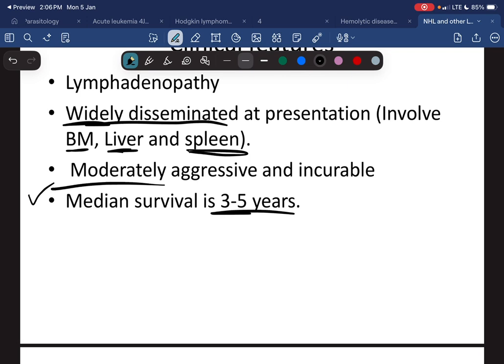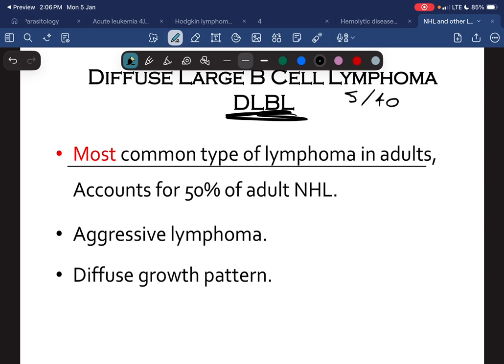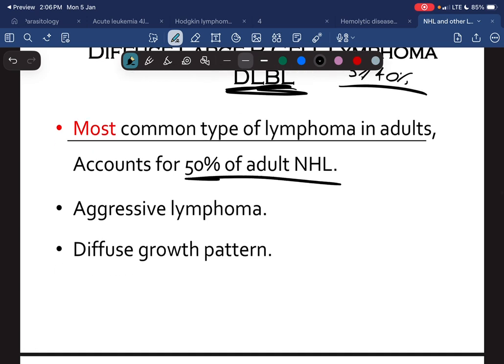DLBCL, diffuse large B-cell lymphoma. It is the most common type of lymphoma in adults. It is an aggressive lymphoma, and from its name, characterized by a diffuse growth pattern. Also from its name, the component cells or malignant cells are large cells, approximately 3 to 5 times the size of normal resting lymphocytes.